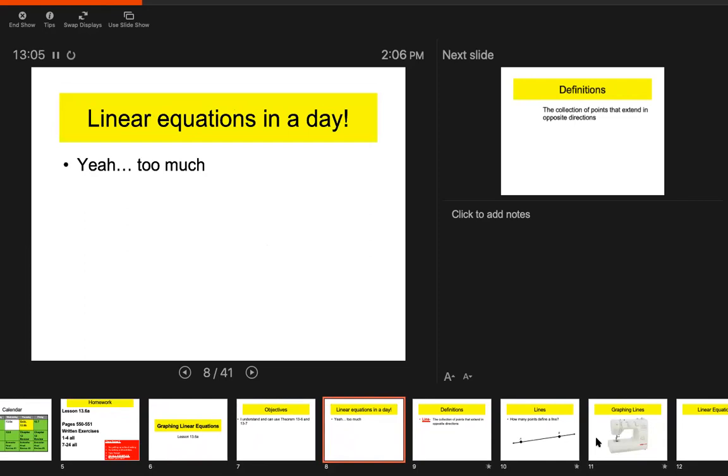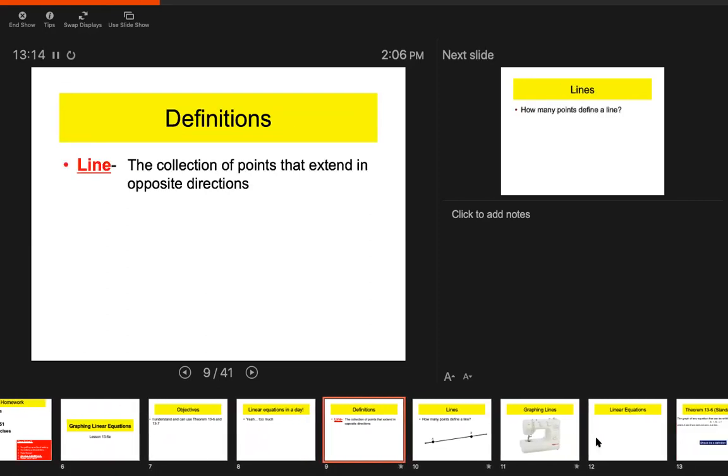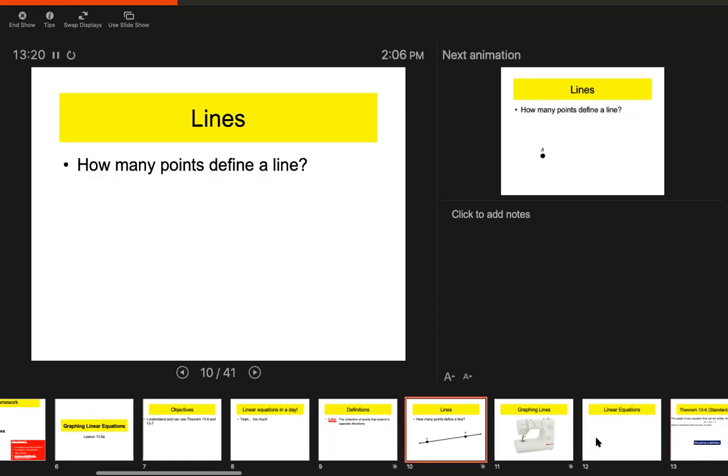Linear equations in a day, like everything you learned in algebra 1, that's just too much, but we're going to do it in 2 days. All right. Remember, now this is a geometry thing. We defined a line as the collection of the points that extend in opposite directions. That was chapter 1, right?